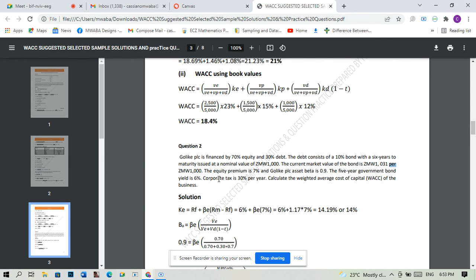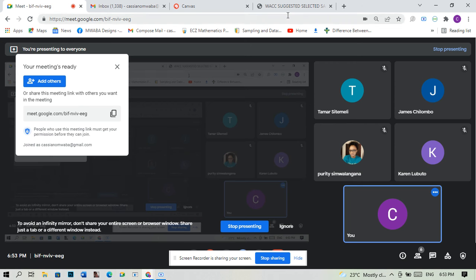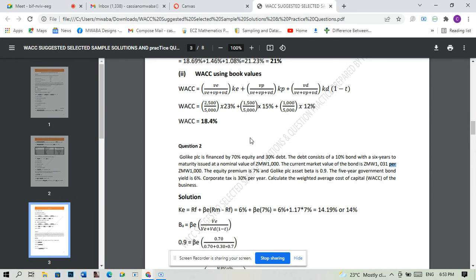Okay. The equity premium is 7%. All right. So equity premium, basically, this is the excess return earned by an investor when they invest in the stock market. Okay, so the equity premium is represented by the market return minus the risk-free rate.